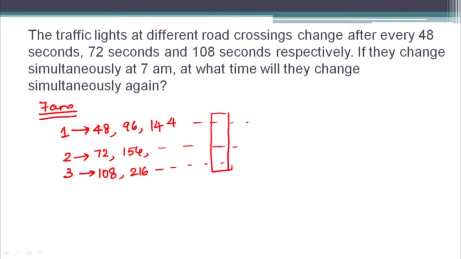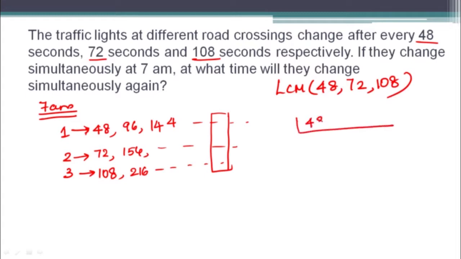So basically what are we supposed to find out? We have to find out the LCM of these three numbers, 48, 72 and 108. That is the lowest common multiple of these three numbers, so that we are able to find out when these lights will change at the same time again. So just find out the LCM of 48, 72 and 108 and you will be able to find the answer that you are looking for.